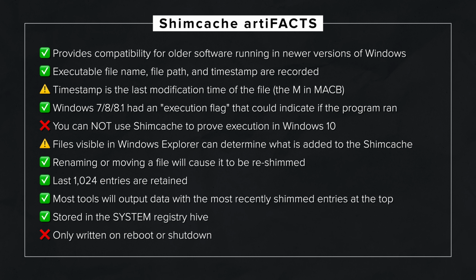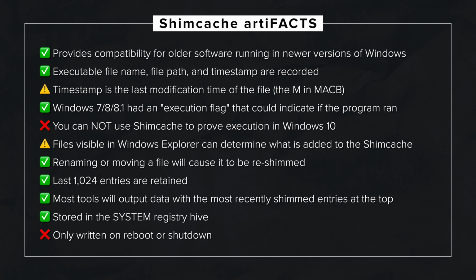Windows 7, 8, and 8.1 had this thing that we referred to as an execution flag. It was absolutely not called that, nor was that its intention. It was an insert flag of some kind, but the point being is that we could use this to determine whether or not a program actually ran. But again, that was in Windows 7, 8, and 8.1. In Windows 10, there is no such flag, and you cannot use Shimcache to prove execution in Windows 10. I repeat, you cannot use Shimcache to definitively say whether or not something did or did not execute in Windows 10. More on that in a bit in terms of what Shimcache can provide us, so just hang tight.